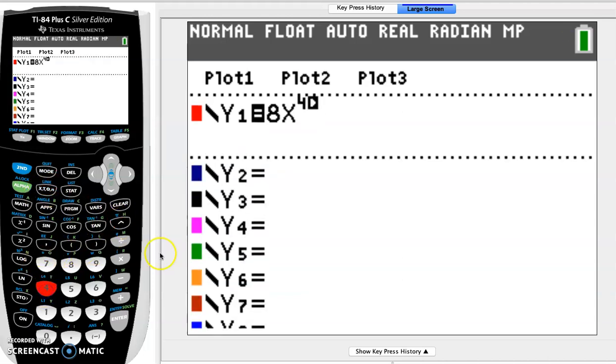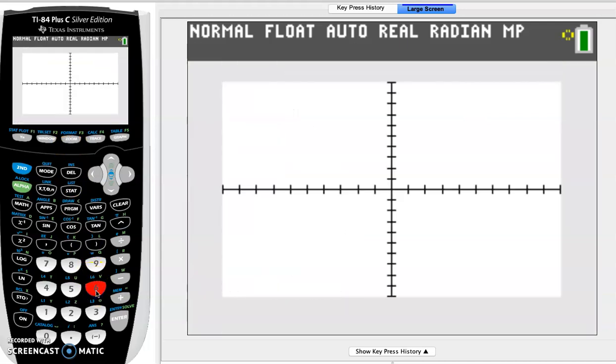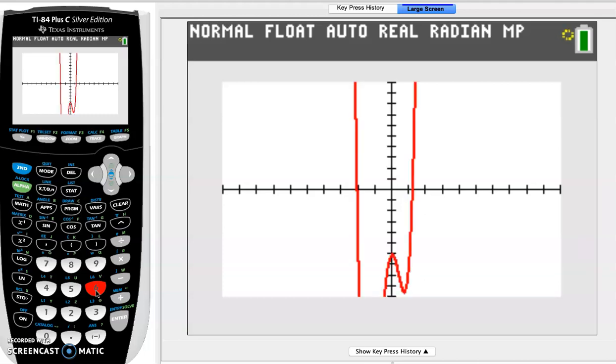8x to the fourth plus 8x cubed minus 17x squared minus 6. And you're going to hit zoom 6 to see your standard viewing window. When you look at it, it may take a second to load. What you're hoping to see would be a really good shape of your curve, where you really see all of what we say are critical points, like your peaks and your valleys if it were a roller coaster.